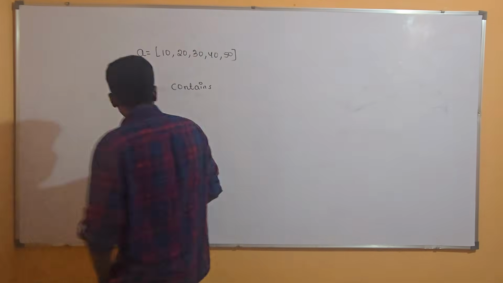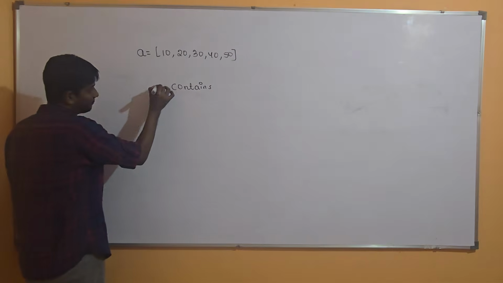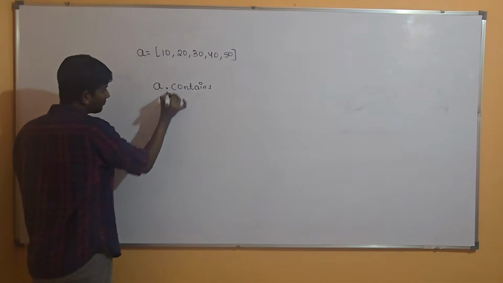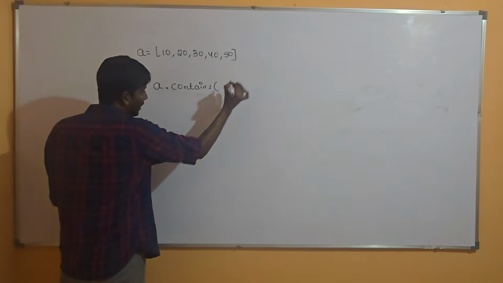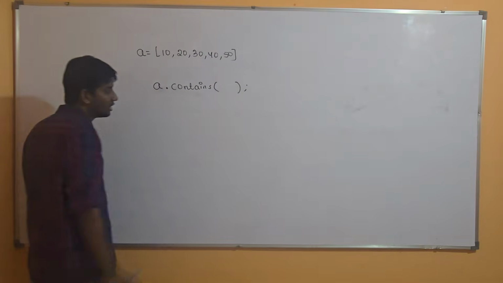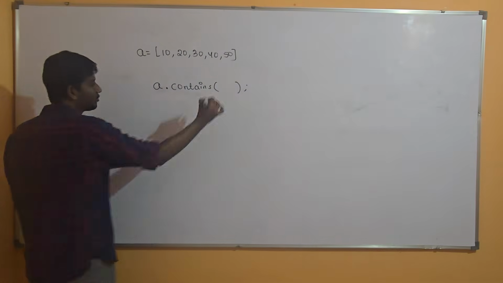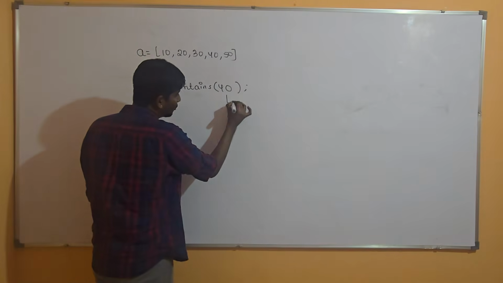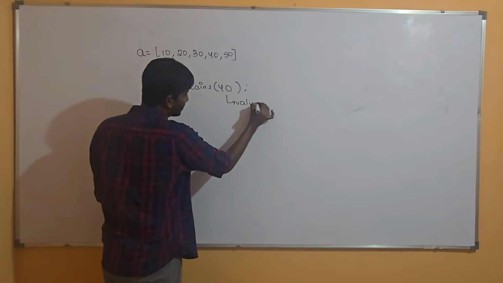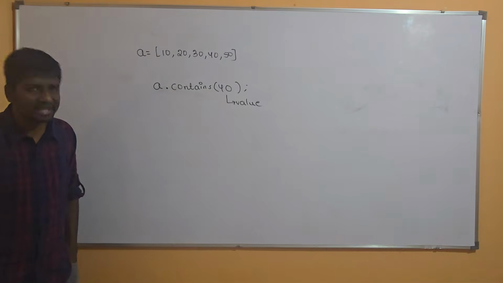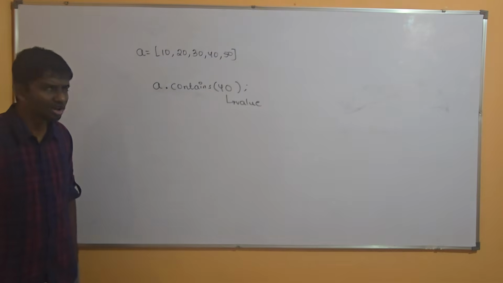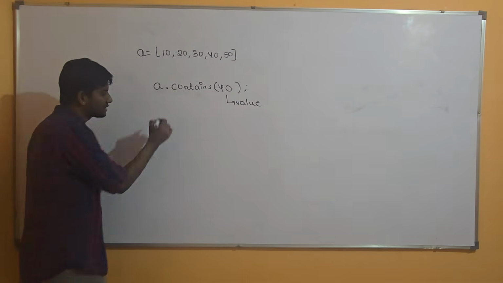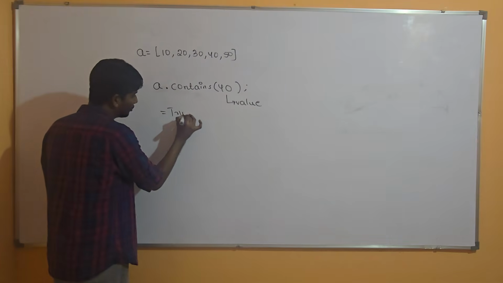So see, the name of the array list is A, then dot contains. It will accept one parameter. You check which number you want to search. For example, A dot contains of 40. Directly you are passing the value only. Tell me guys, is 40 present or not? Yes, 40 is present. This method will give you true.